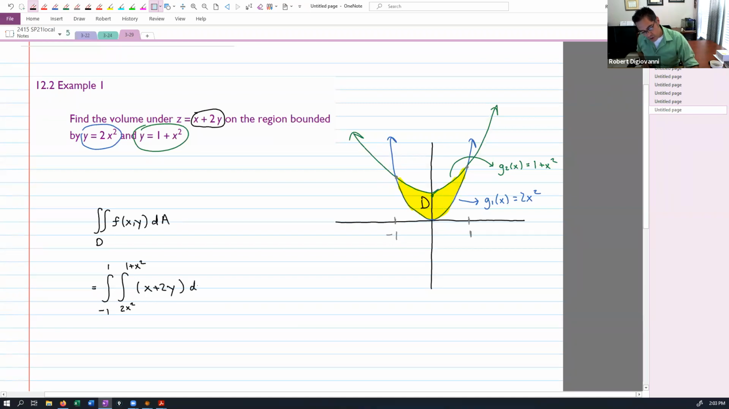And here we have no choice. You must go dy for the inner and dx for the outer.